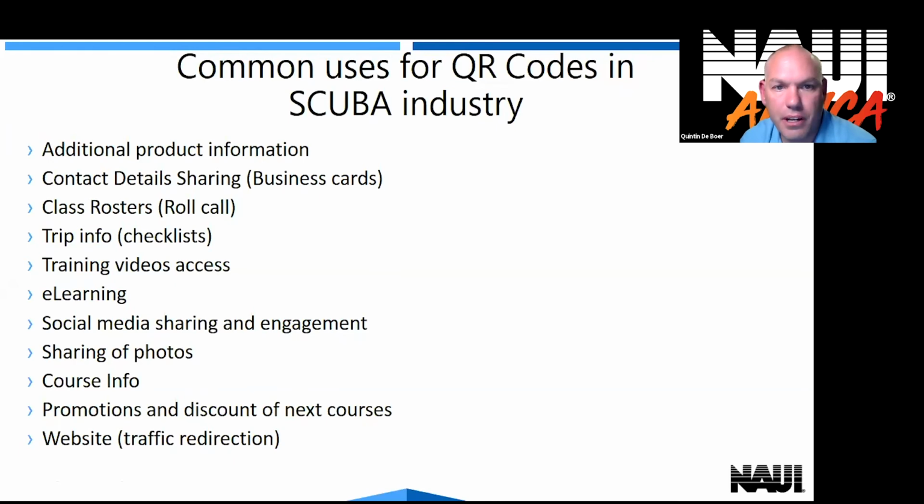Contact details, sharing business cards these days. If you affix it to a business card, it can immediately be stored in the phone as a contact. Class rosters, roll call. If you want to make sure who's in the class, you can set up a QR code. Very good to combine it with those smart forms from a previous NAUI talk. You can point them towards a smartphone, have them fill in a few details, and you can capture that.